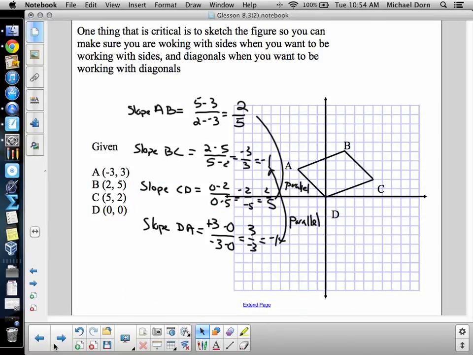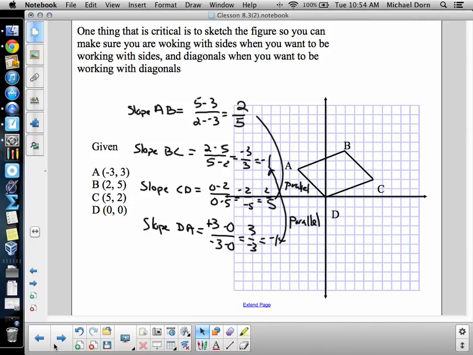Okay? Well, here are all the slopes. Is it a rectangle? No, it's not, because these sides are not perpendicular to each other, are they? This would have to be 2/5. This would have to be negative 5/2, right? That would make it a rectangle. So if it's not a rectangle, it can't be a square. Is it a rhombus? Are all four sides congruent?